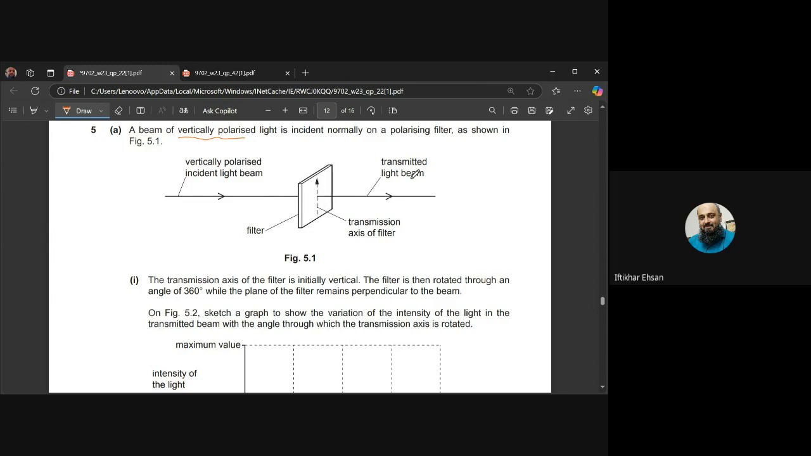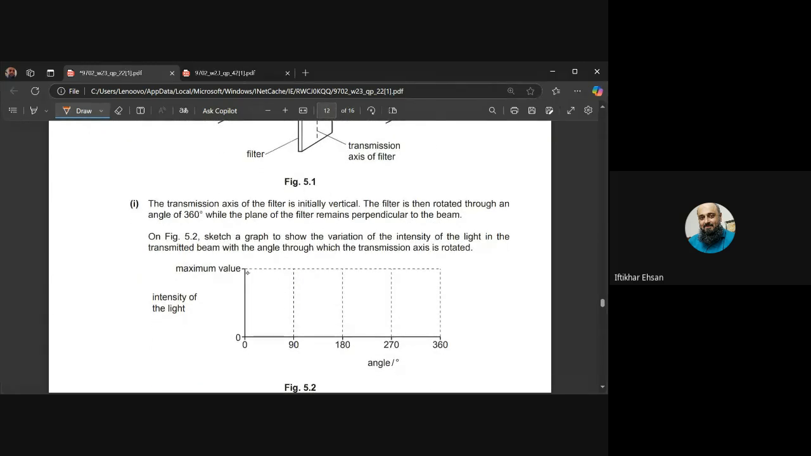तो दैट इंटेंसिटी विल बी I नोट, मैक्सिमम. The transmission axis of the filter is initially vertical. The filter is then rotated through an angle of 360°, पूरा राउंड. Sketch a graph to show the variation of the intensity. बेटा, इस वक्त ये भी वर्टिकल है, इसका मतलब स्टार्टिंग इट विल स्टार्ट फ्रॉम द मैक्सिमम वैल्यू.